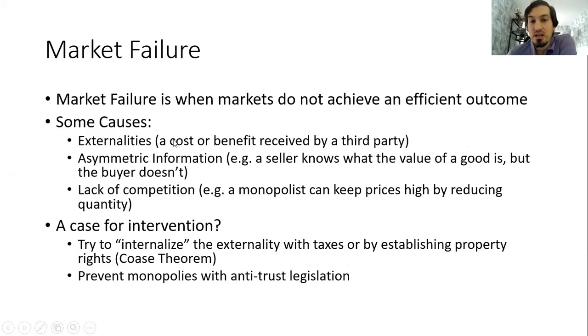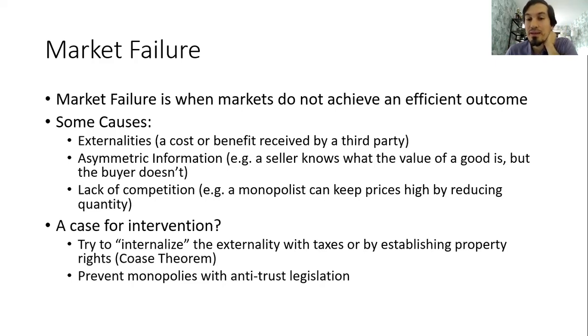Some causes are externality, a cost or benefit received by a third party. Let's jump down to here, a case for intervention. You can try to internalize the externality with taxes. That's what we were saying before. Oh, by the way, there's a name for this type of tax. I don't know why I didn't write it on here. Maybe I thought you didn't need to know it. But it's named after an economist named Pigou, and it's a Pigouvian tax. That is, if the tax is aligned perfectly with the negative externality, it's called a Pigouvian tax.